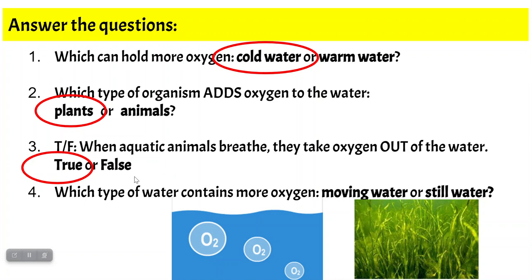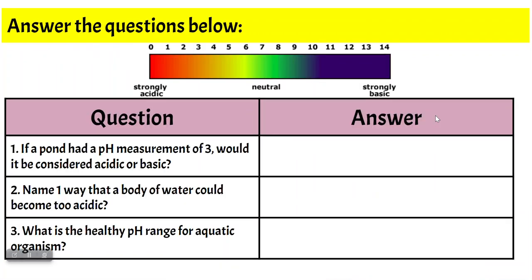And finally, which type of water contains more oxygen? Moving water or still water? So think like a rushing river or a pond. You can imagine the rushing river is kind of rushing through the air, right? There's more of that water touching the air, and air has oxygen in it. And so the moving water is always going to have more oxygen than the still water. Okay. Well, not always. I suppose it depends on the plants and things like that. But most of the time we assume moving water is our answer.